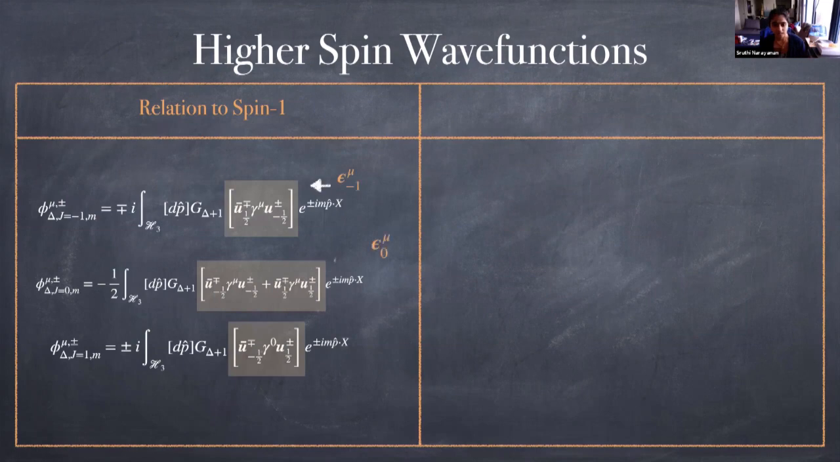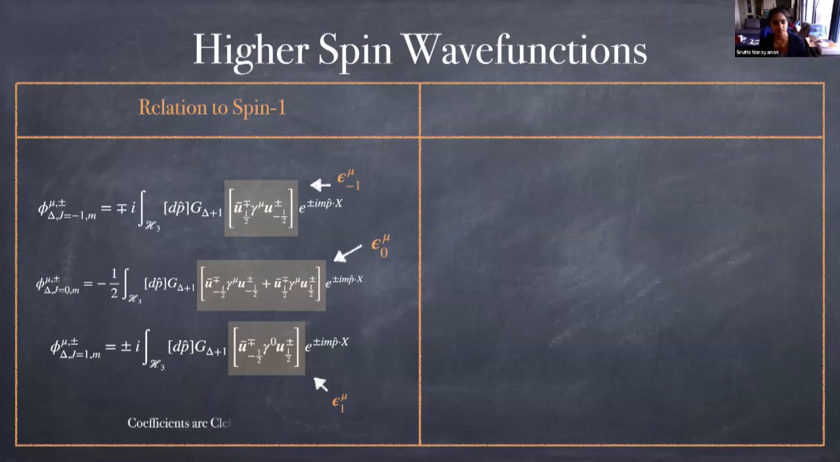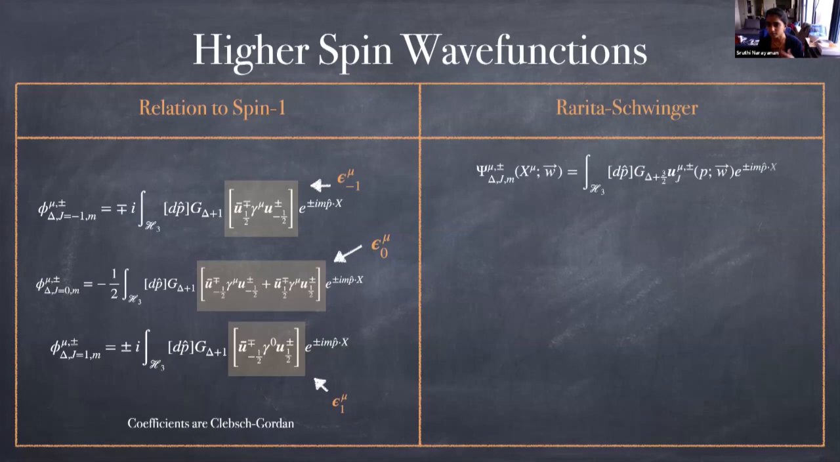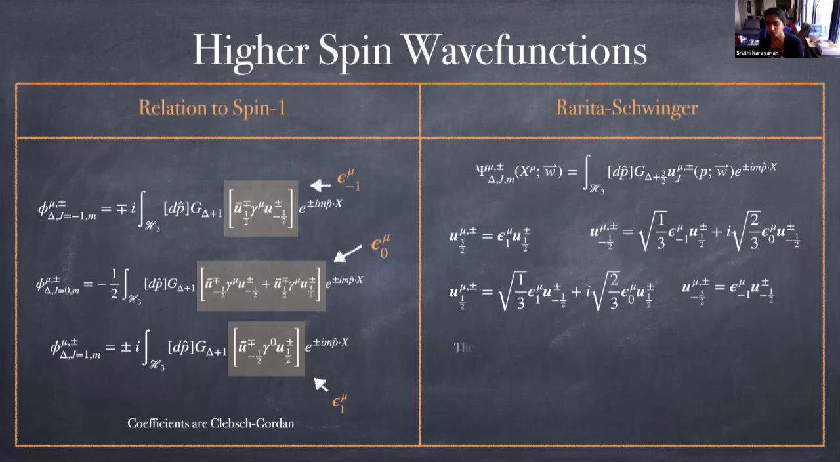And they are exactly equal to the polarizations that appear in the integral expressions for the spin 1 wave functions. And the relation between the two is precisely just the Clebsch-Gordan coefficients, which is why you have this 1/2 in the middle one. And so what you can do then is construct, for example, the Rarita-Schwinger wave functions, which are just massive spin 3/2. And you can show that these are what you get for the U's.